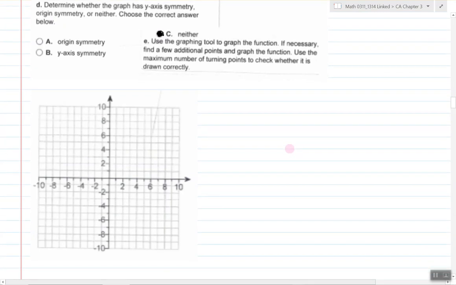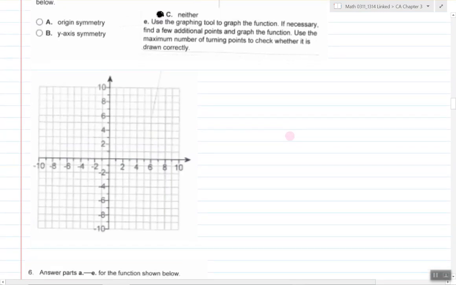And now it wants me to use the graphing tool to do this. So I will go to my math lab in just a minute and do a similar question, or maybe I'll do that on number 6. But for this one, I will choose what the behavior looks like, and there will be a tool that will kind of look like this.